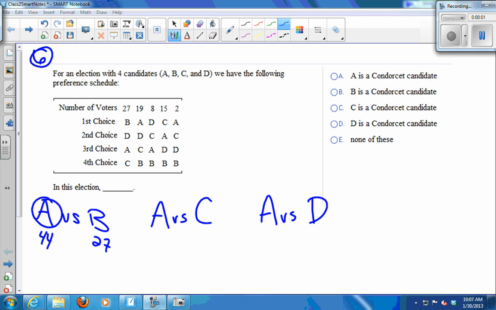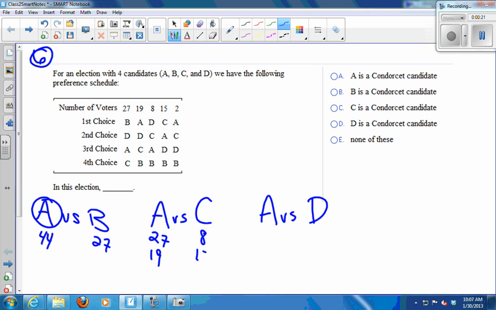Okay, so when I do A versus C, these 27 people would choose who? A, because they have A ranked higher than C. So we put 27 under A. The next 19 people, who would they choose? A also. These 8 people would choose C.